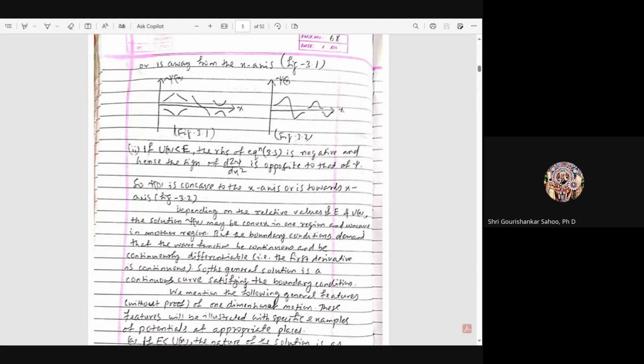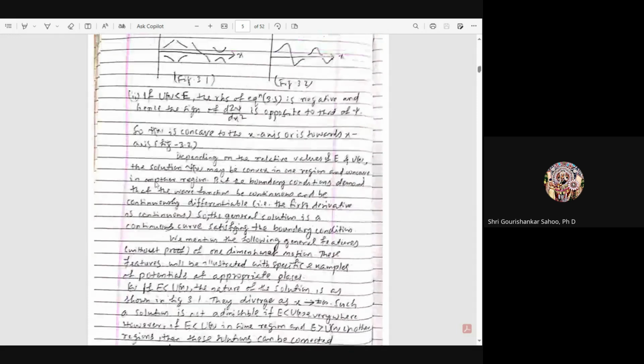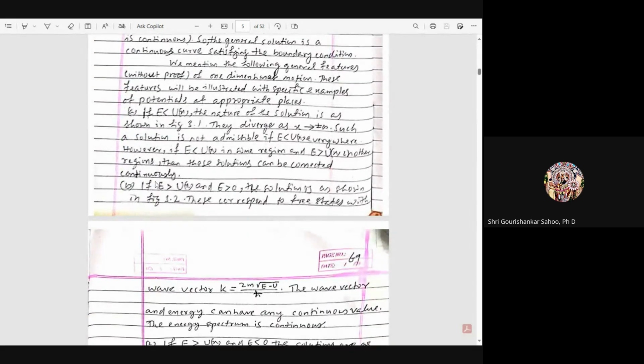Now you see, depending on the relative values of E and U, the solution psi may be convex in one region and concave in another region. But the boundary conditions demand that the wave function be continuous and be continuously differentiable. That is, the first derivative is continuous. So the general solution is a continuous curve satisfying the boundary conditions. We mention the following general conditions without proof of one-dimensional motion.